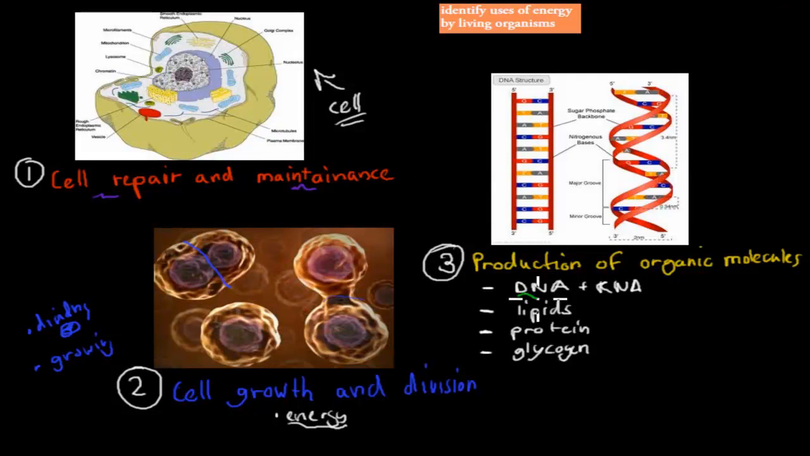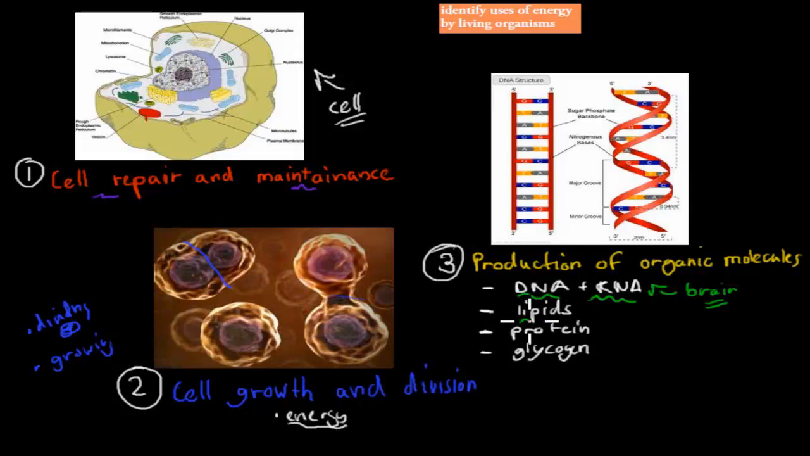And you'll soon learn that DNA and RNA is really important when it comes to, this is more or less the instruction manual for our cells. So this is the brain or the instruction manual of our cells. Without DNA and RNA, we wouldn't be alive, we wouldn't be living. So we need to have energy to actually make DNA and RNA.